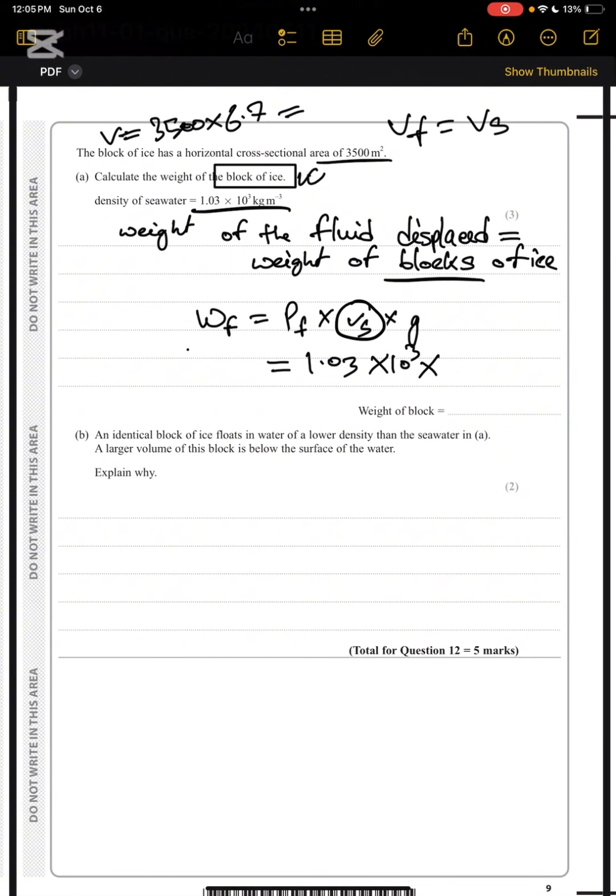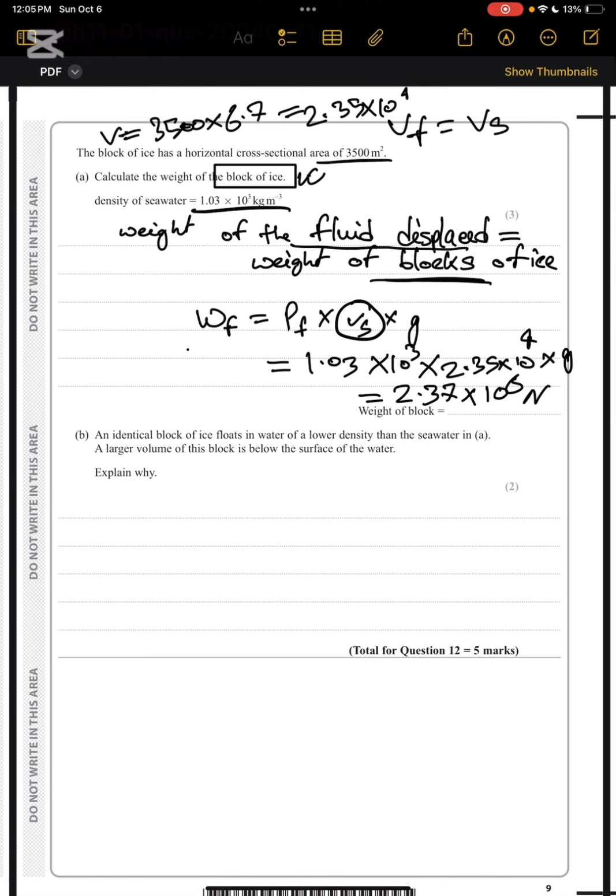As we know, the formula of volume is cross-sectional area into height, which is 6.7. The value will be 2.35 into 10 to the power 4, into g, our gravity. So the answer will be equal to 2.37 into 10 to the power 8 newton.